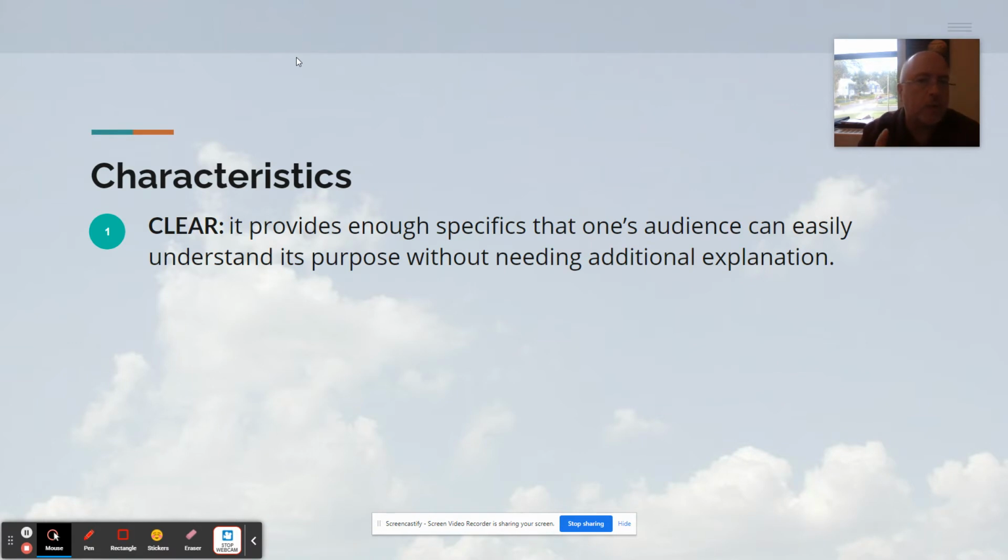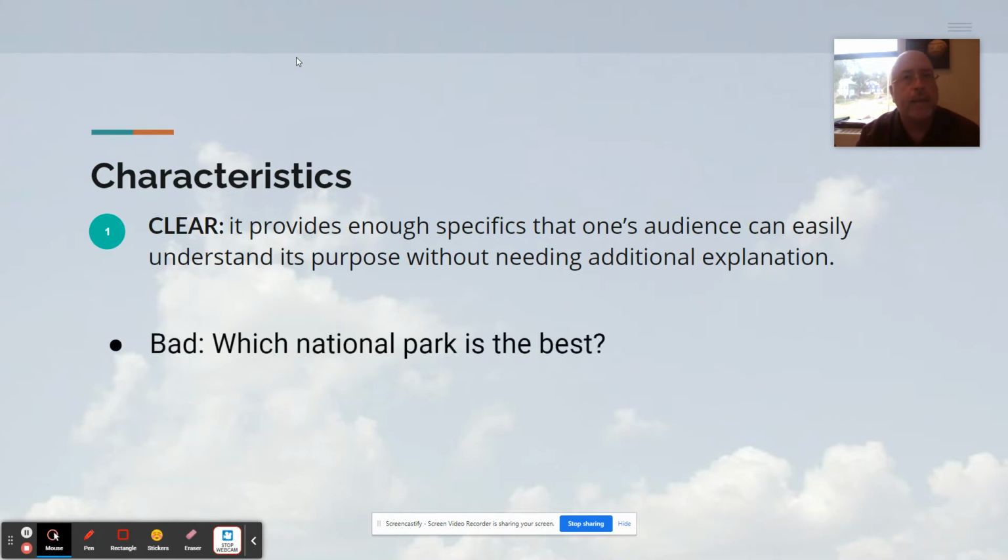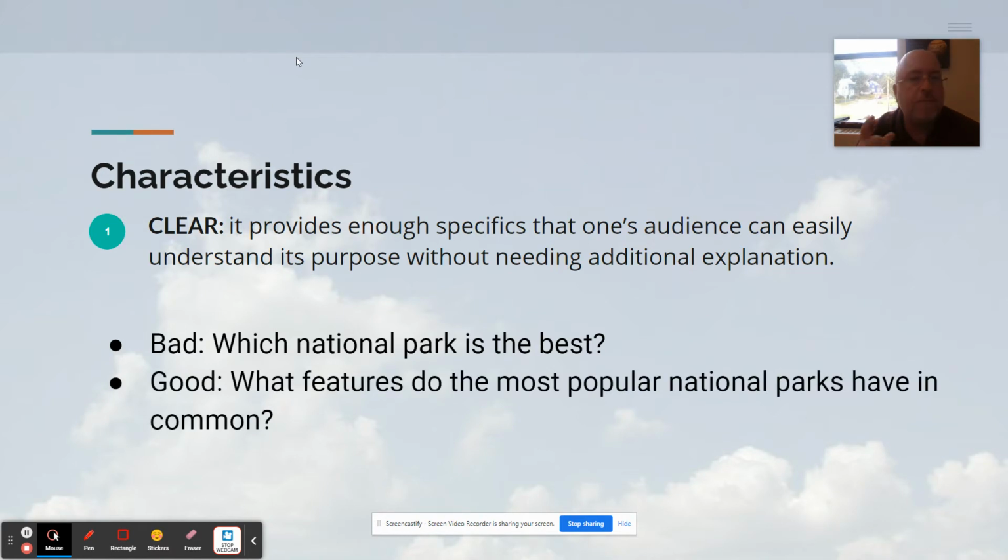The first thing about a good research question is it's clear. And I'll give you the definition because I'm giving you this slideshow as a reference. It's got enough specifics so I don't have to work that hard to understand it, and I get a sense of what this is going to be about. For example, which national park is the best? That's lovely for a Yelp headline or if I'm writing for BuzzFeed, but it's not a research question, okay? Because I don't know what best means. Best is most popular, most land, most sunshine. What's best, right? As opposed to what features do the most popular national parks have in common?